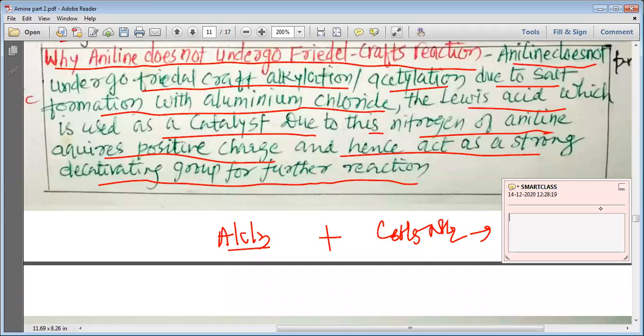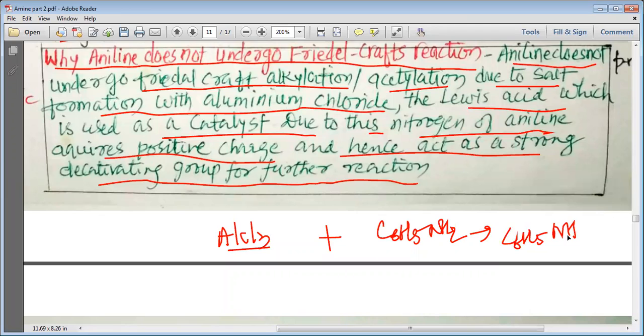So my dear students, due to the presence of the electron pair on nitrogen, a salt is formed between C6H5NH2 and AlCl3, and here this nitrogen gets a positive charge and this AlCl3 gets a negative charge.